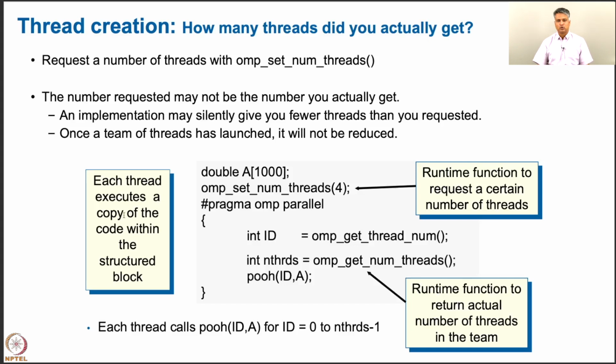So essentially what this code does is that you have a runtime function which requests a certain number of threads, which is set over here. This entire code block is then executed. This is another runtime function which returns the actual number of threads in the team. And this function is now being run from 0 to n threads minus 1.